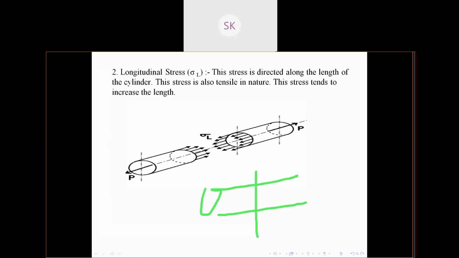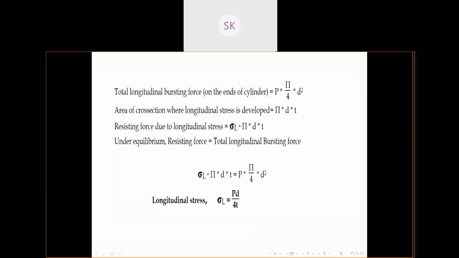Suppose you take the example of a chocolate bar, a 5 Star. If you break it into two parts, it will show some force lines, right? In the same way, the cylinder gets split into two equal halves, and these are the forces you can see. This is the longitudinal stress along the length. Why longitudinal? Because it is acting along the length. Here also there will be a bursting force on the cylinder.